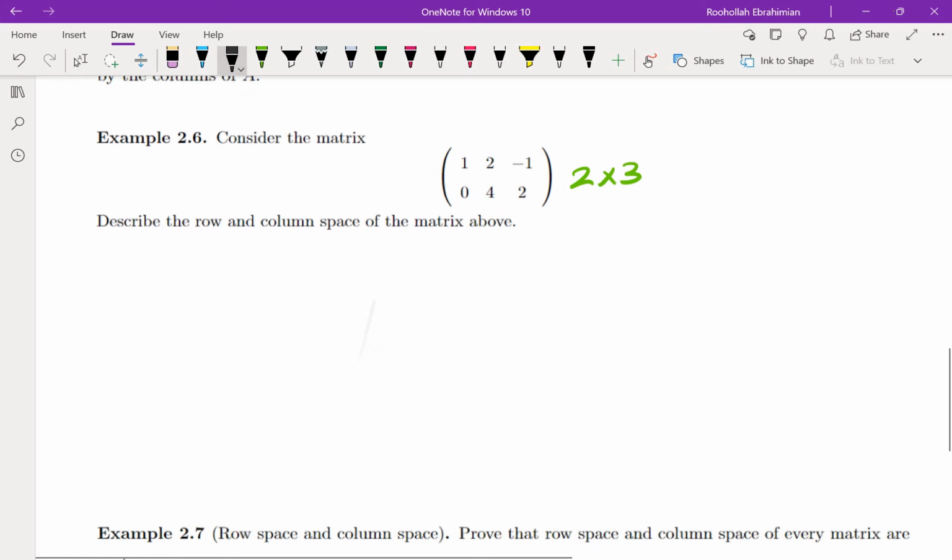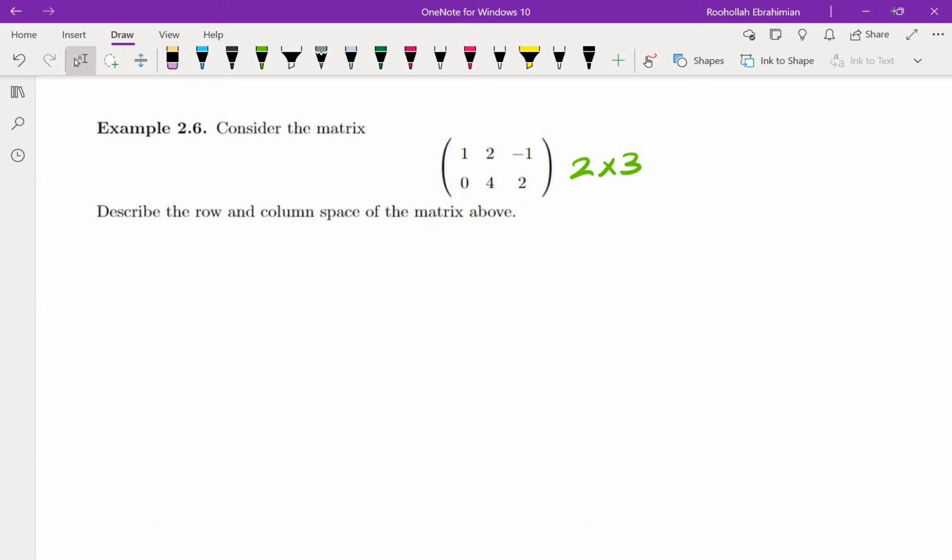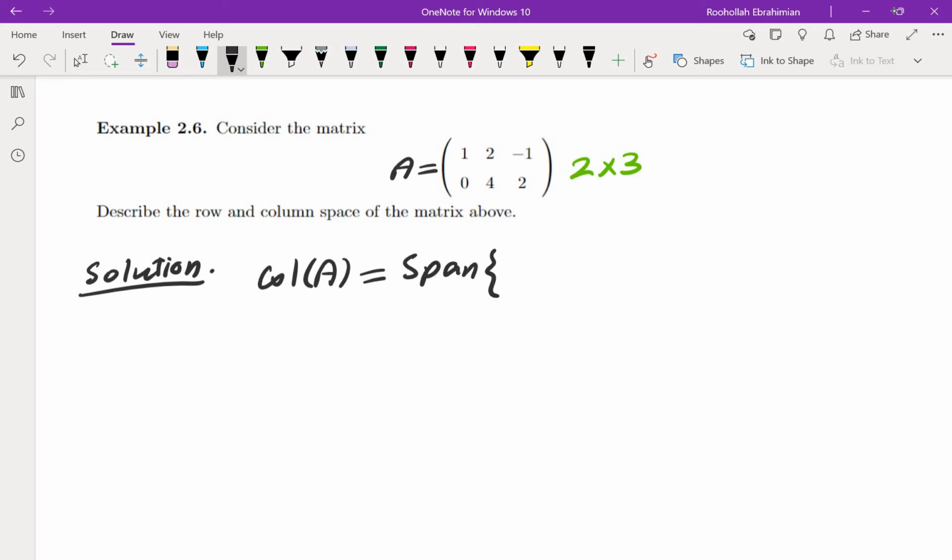Here's an example. Consider this matrix. Describe the row and column space of the matrix above. So let's work on that. What is the column space? The column space of this, let me call that A, is the span of three vectors: (1, 0), (2, 4), and (-1, 2).